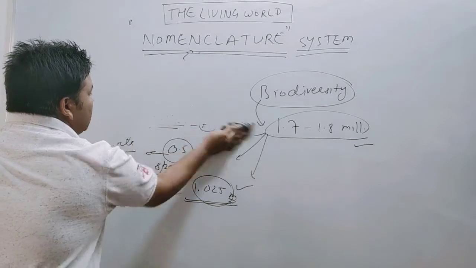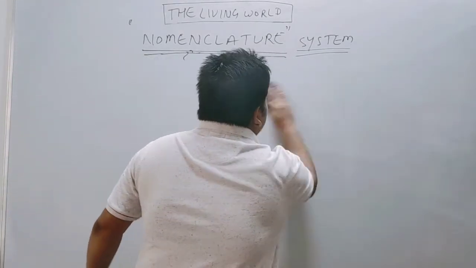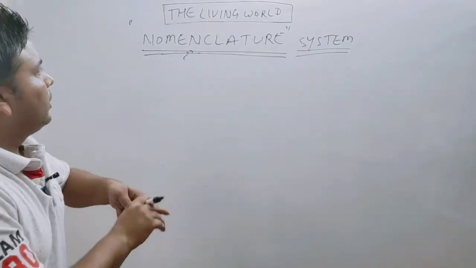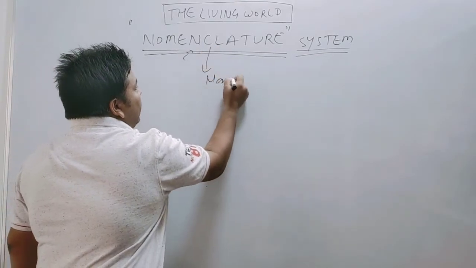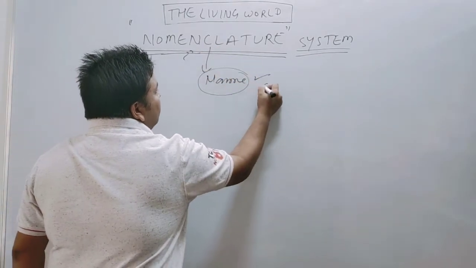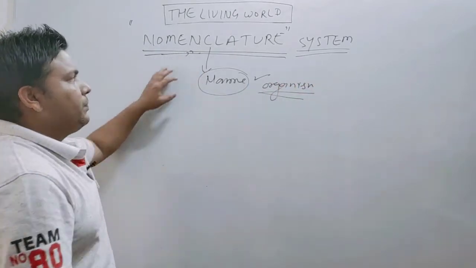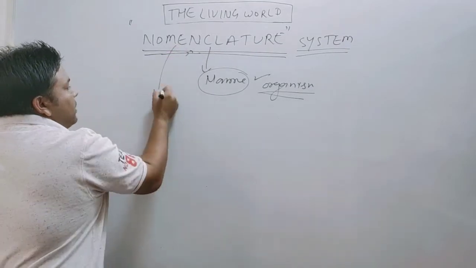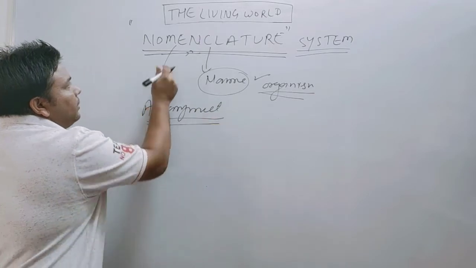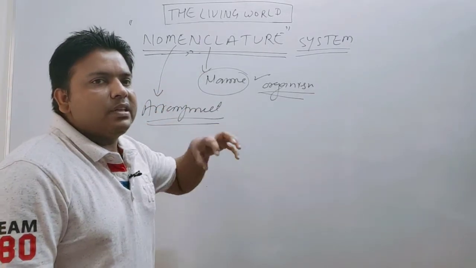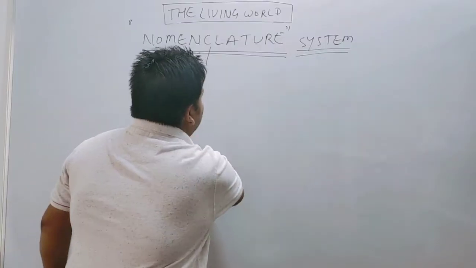Going further, going into the depth of the concept, we will come to the point: your nomenclature system, how we can name the organism. This nomenclature system has its specific meaning: arrangement of organisms on different bases, in different categories. So this is the meaning of this nomenclature system.